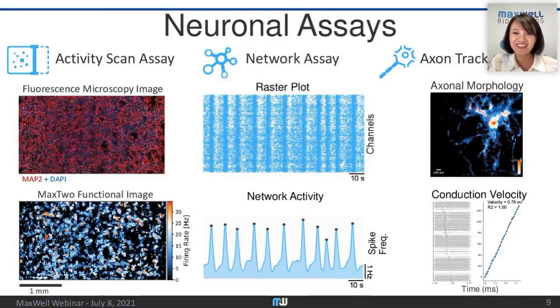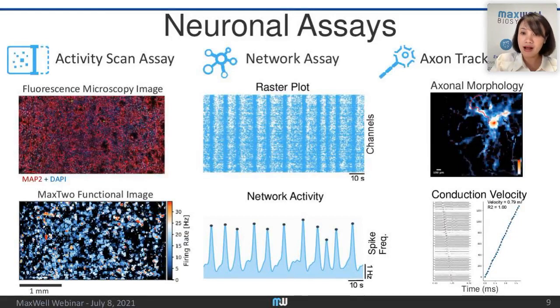And the third one here, which we are super excited about, is the axon tracking assay. Here you can really zoom in on each cell, identify where the action potential initiates, and then how it propagates along the axons. So you're able to extract the morphology of the neuron just based on electrical activity, not needing to add any compound or any dyes to your sample.